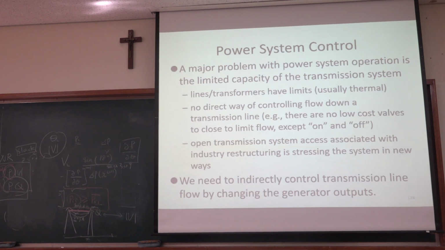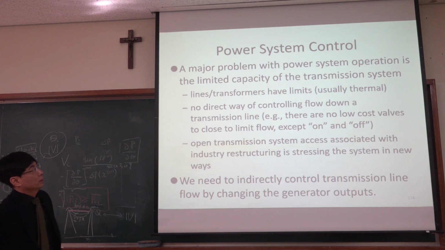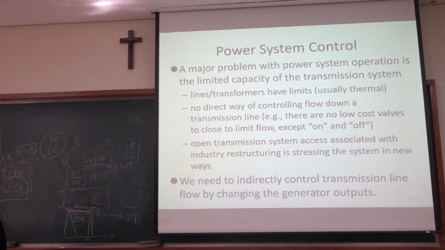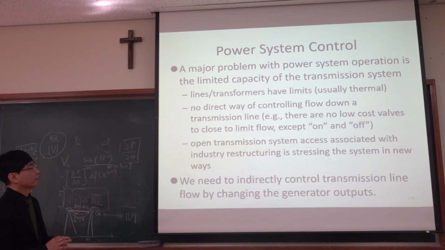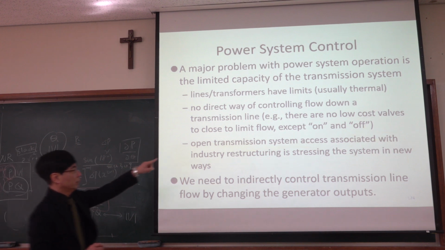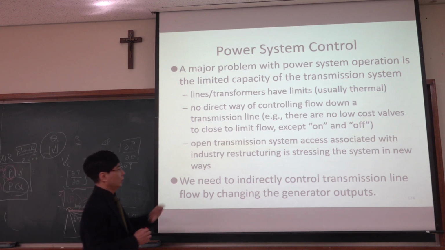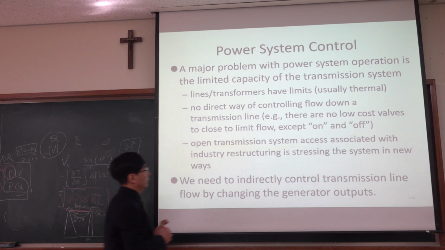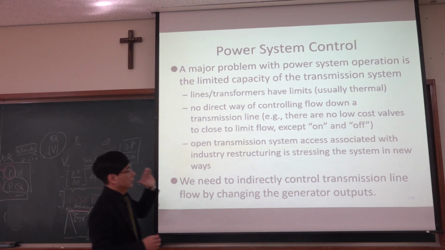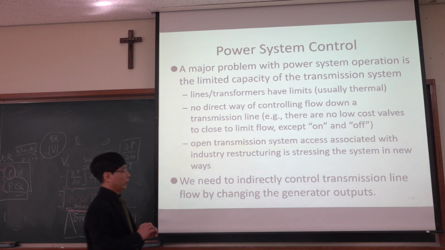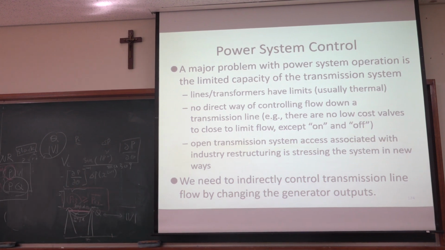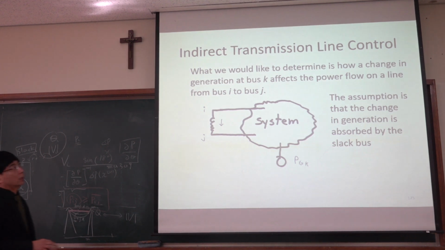By the way, let's read what it says. Power system control. A major problem with power system operation is the limited capacity of the transmission system. Lines, as well as transformers, have limits, usually thermal limits, and no direct way of controlling flow down a transmission line, too close to limit flow, except on off. But open transmission system access associated with industry restructuring is stressing the system in new ways. So we need to indirectly control transmission line flow by changing the generator outputs. So this is the concept, indirect transmission line control.